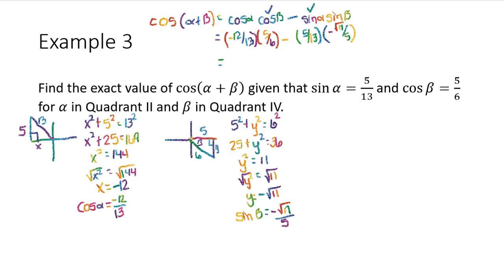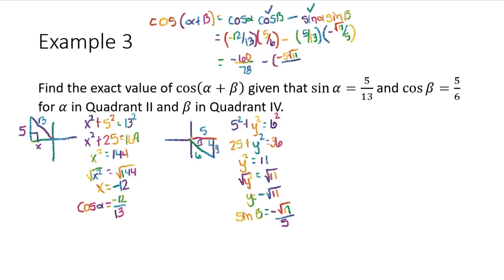Let's do our multiplication. Negative 12 times 5, that's going to give me negative 60. 13 times 6, that looks like it's going to give me 78. 5 times negative square root of 11, this is going to give me negative 5 square roots of 11.